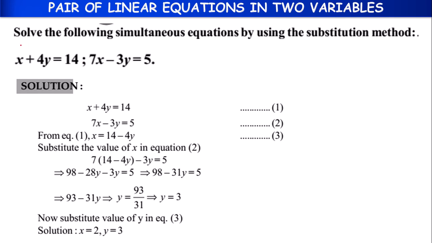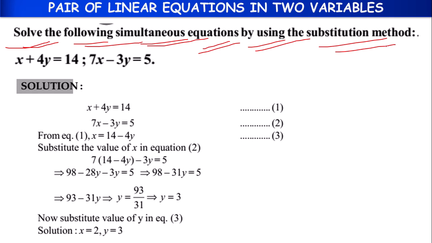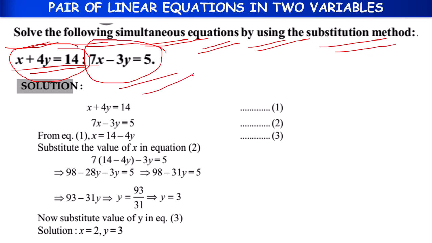Next. Another question. Solve the following simultaneous equations by using the substitution method. x plus 4y equal to 14, 7x minus 3y equal to 5. We have two equations. x plus 4y 14, 7x minus 3y 5. So x equal to, 4y comes this side, 14 minus 4y. We can isolate x from the first equation.